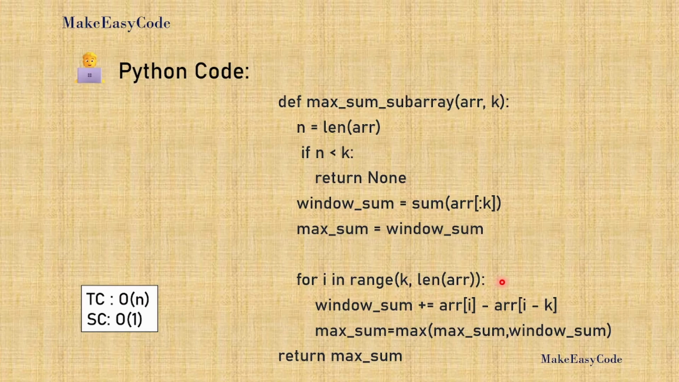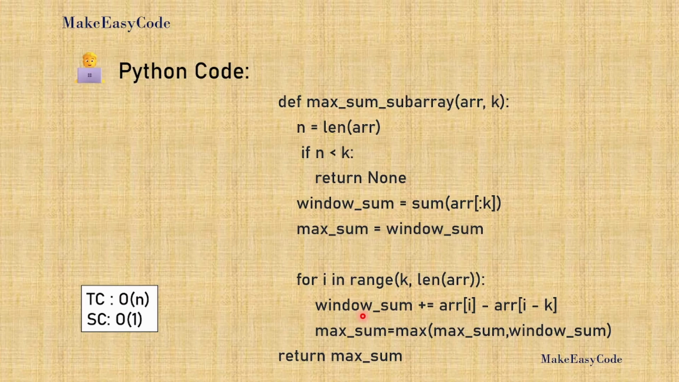Now inside this loop, we update our window sum by removing the first element of the previous window and adding the new element at the end of the current window. Let's say the previous window was from index 0 to 3, and now we remove index 0 and add index 4. This way we don't need to recompute the sum from scratch each time, and it saves a lot of time.